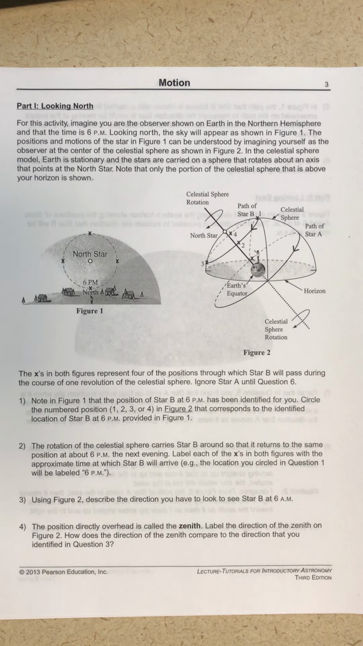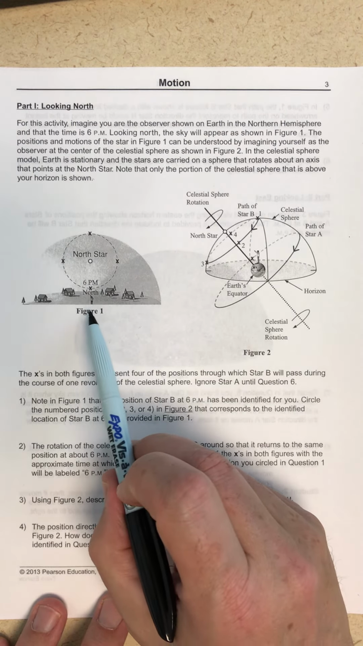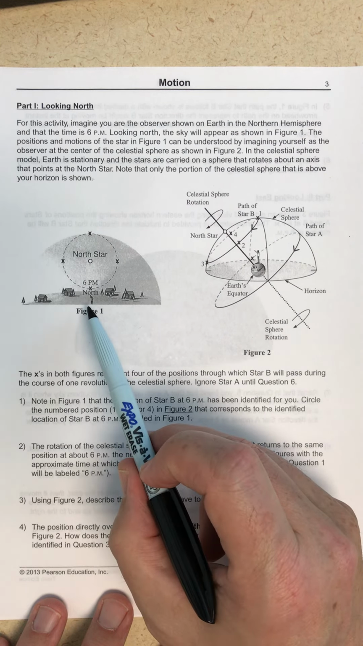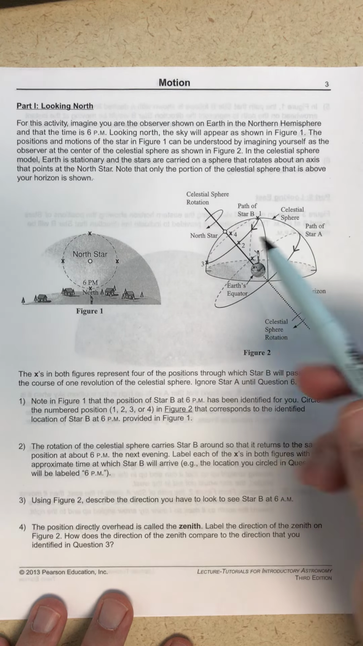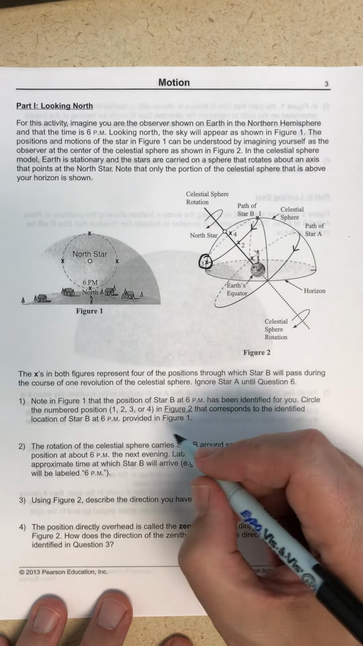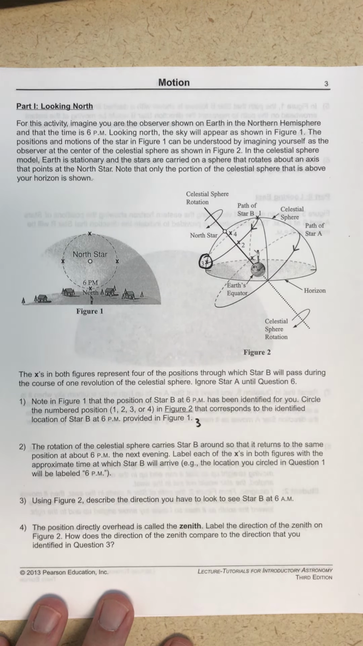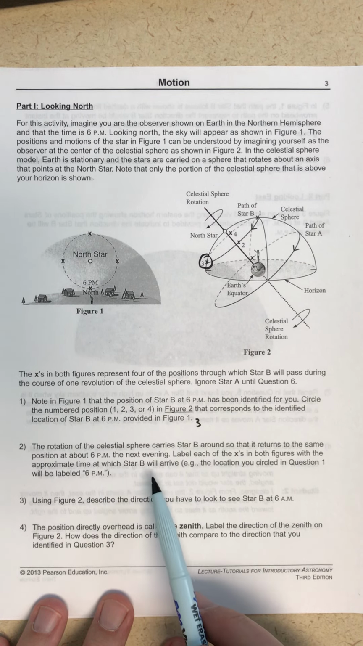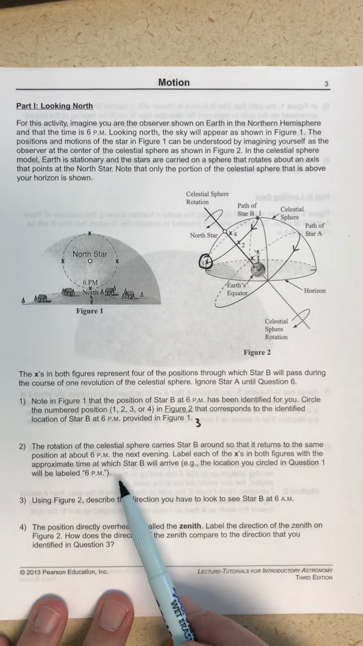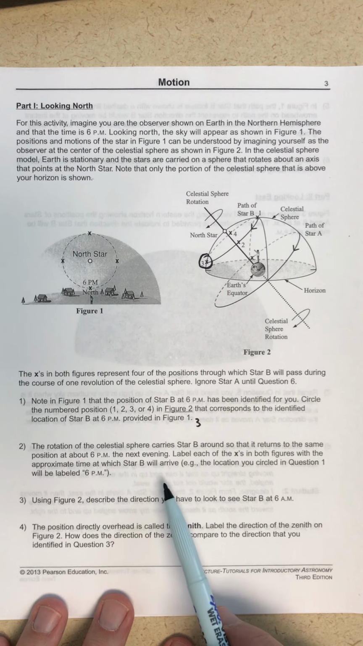Circle the number position 1, 2, 3, or 4 in Figure 2 that corresponds to the identified location of star B at 6 p.m. provided in Figure 1. So at 6 p.m. I'm going to see star B. I am looking north and low in the sky. So that means there. Position 3. The rotation of the celestial sphere carries star B around so that it returns to the same position at about 6 p.m. the next evening. Not exactly, but we'll come back to that later.